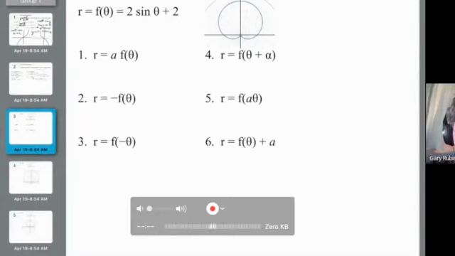So would you make some theories about what some of these might do geometrically? What do you think happens if you put an a in front of a function? What does that do for polar? Think about that, talk about that, chat about it.